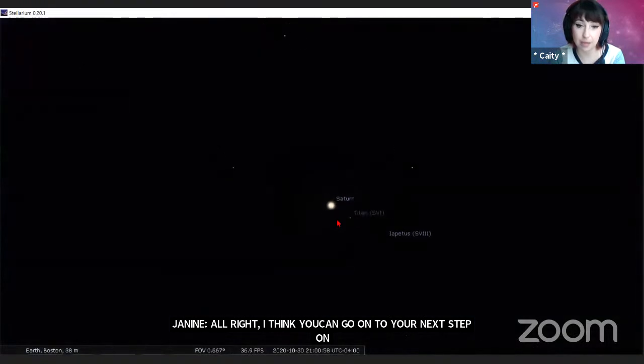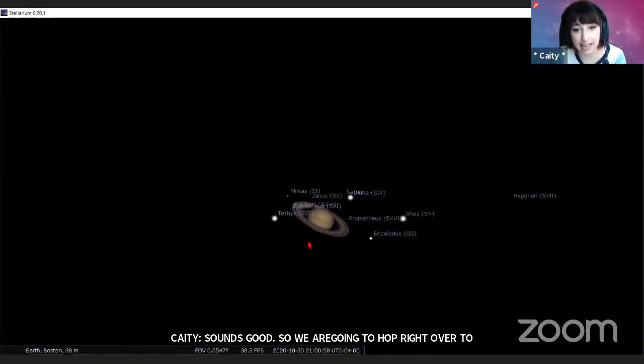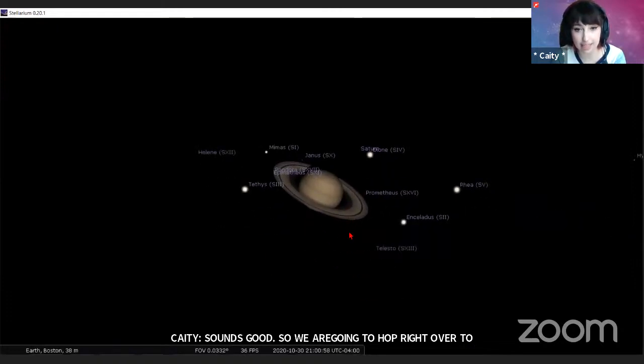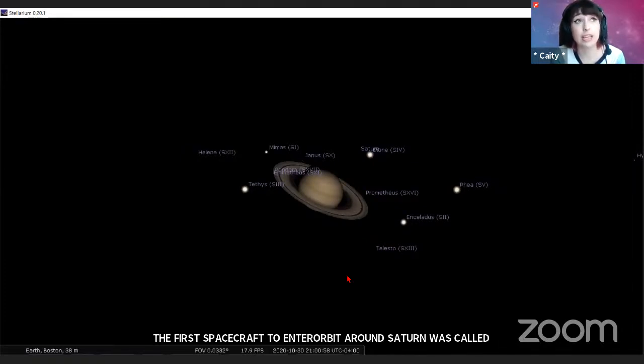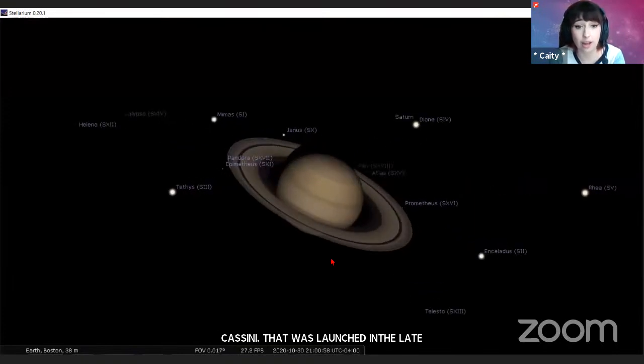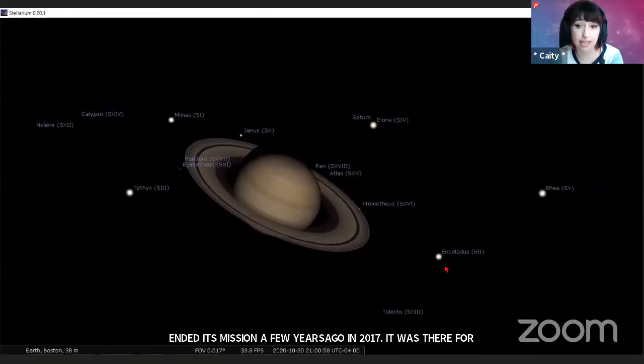Now, the first spacecraft to enter orbit around Saturn was called Cassini, and that was launched way back in the late 90s, and it started its orbit around Saturn in 2004, and just ended its mission a few years ago in 2017. So it was there for quite a while, and we learned a lot about Saturn, its ring system, also about its moons. Like this one right over here is called Enceladus.